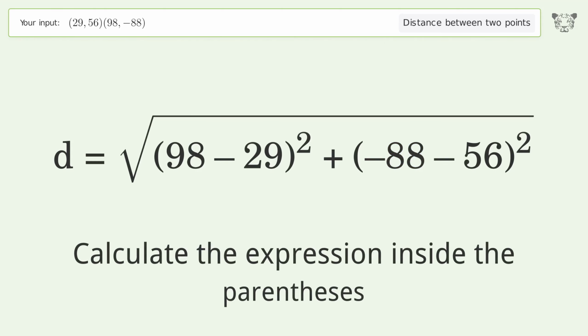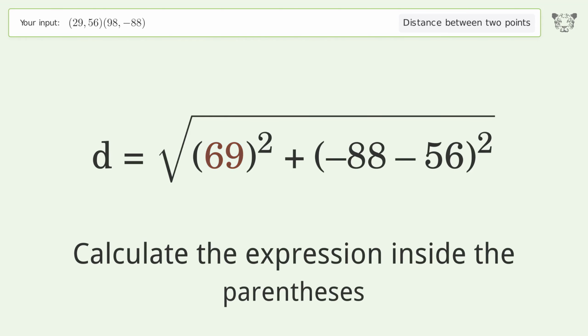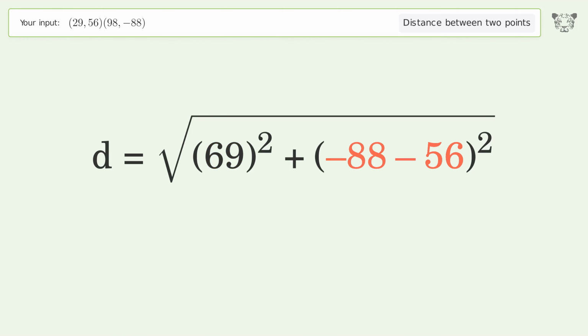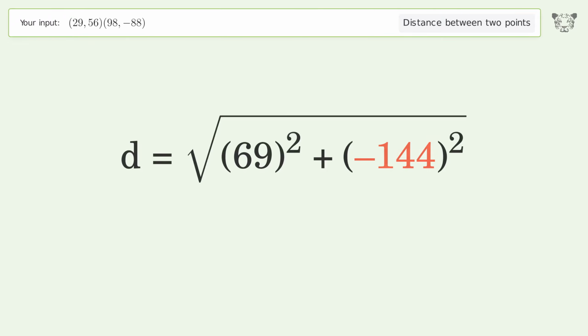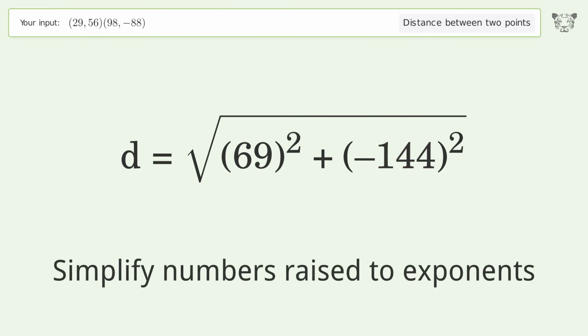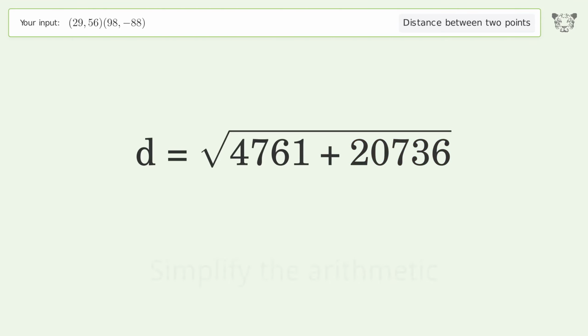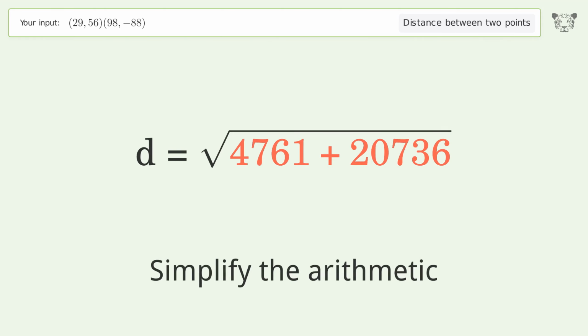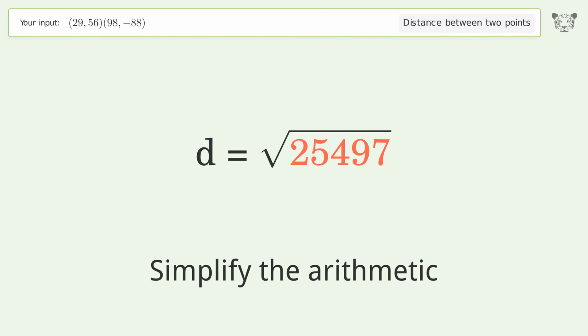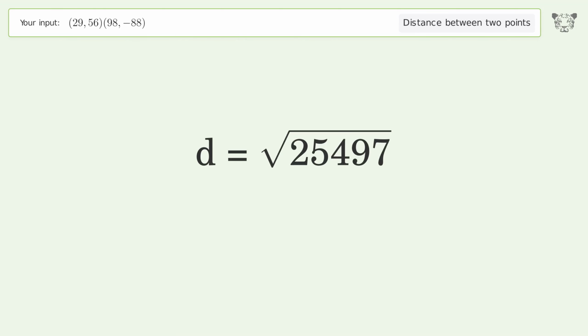Calculate the expression inside the parentheses. Simplify numbers raised to exponents. Simplify the arithmetic. And so the distance between the 2 points is the square root of 25,497 or 159.678.